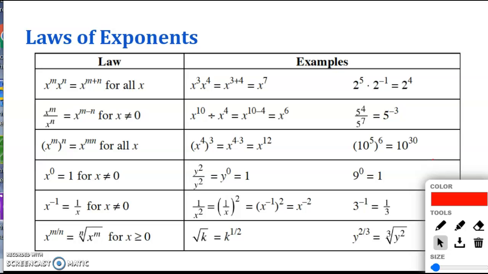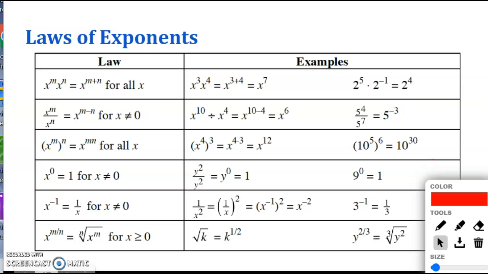This is the product rule. When you are multiplying two numbers with the same base, you can just add the exponents. The quotient rule: when you are dividing two exponential expressions with the same base, we subtract the denominator exponent from the numerator exponent. Or this is the power rule, x to the power of m all raised to the power of n. You multiply m times n.